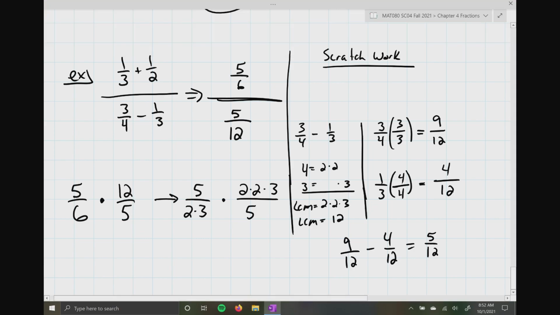So the 5s I can reduce. One of the 2s I can reduce. And one of the 3s I can reduce. Now, since everything is scratched out in the denominator, what does that denominator become? 1. Very good. What's left over in the numerator? 2. So the answer is 2/1 or just 2. Does that make sense, everyone?